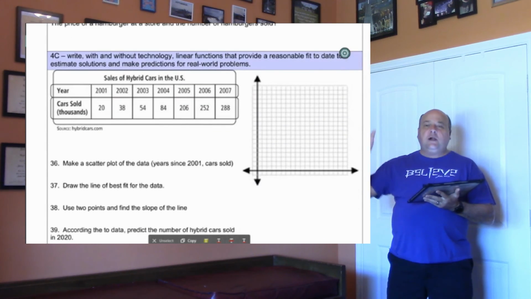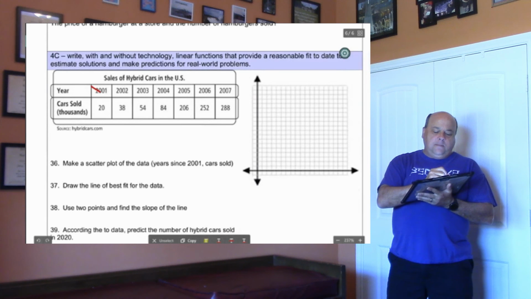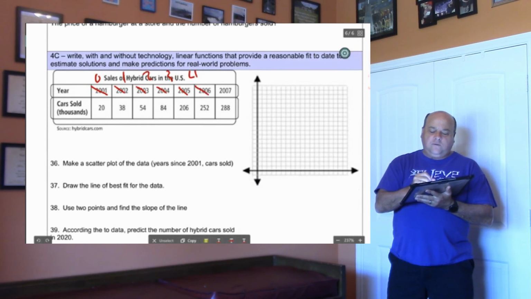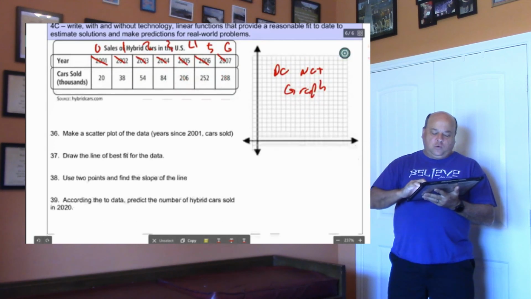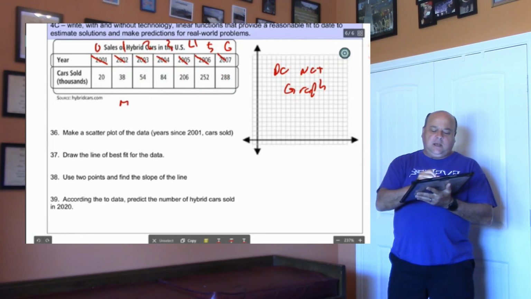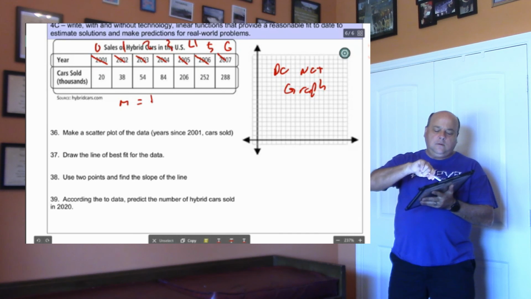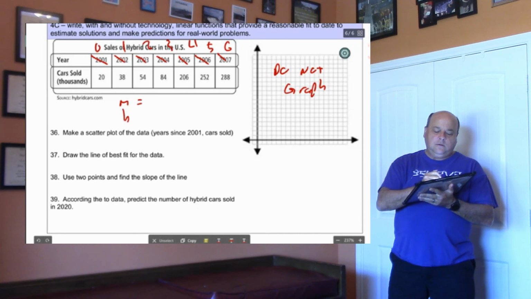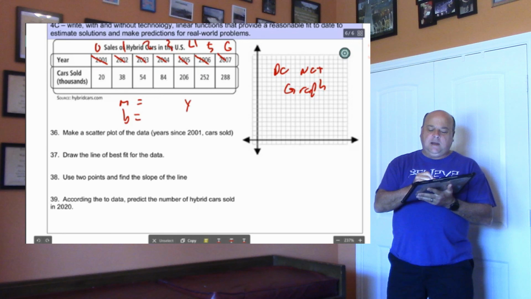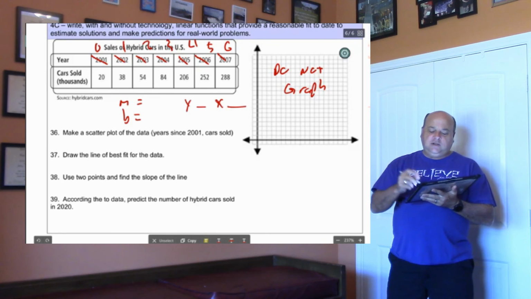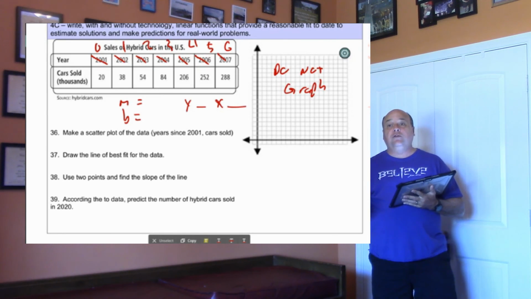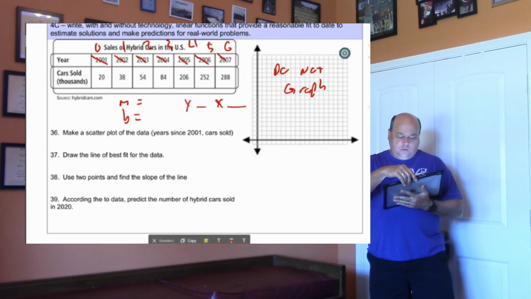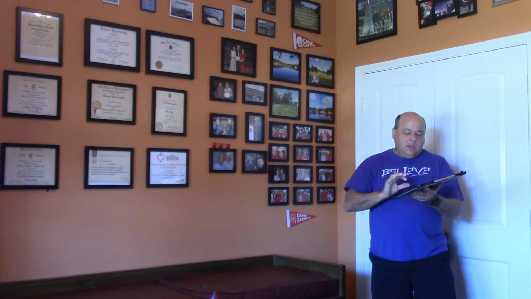Go down to the next one. We're going to do the same thing. You're going to make this your 0. This would be 1. This would be 2, 3, 4, 5, and 6. Don't worry about graphing. Just run your correlation and get your M and B. And then you're going to estimate with that, right? Okay, so once you do that, you can estimate with your equation, okay? Once you have that written down.